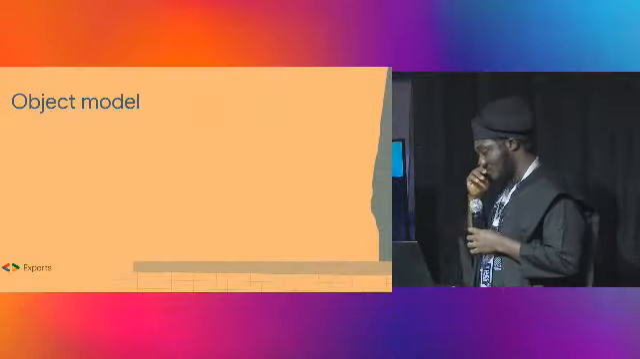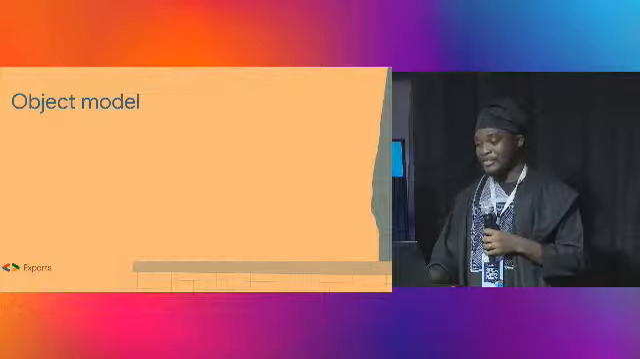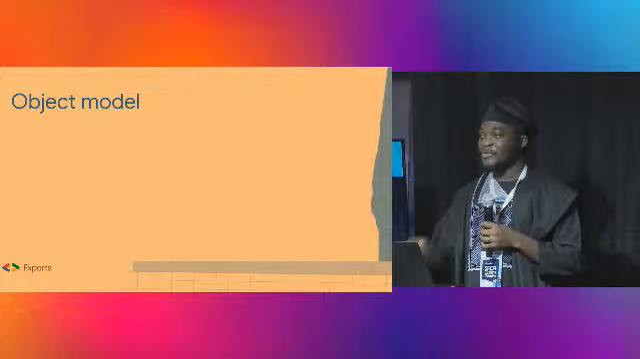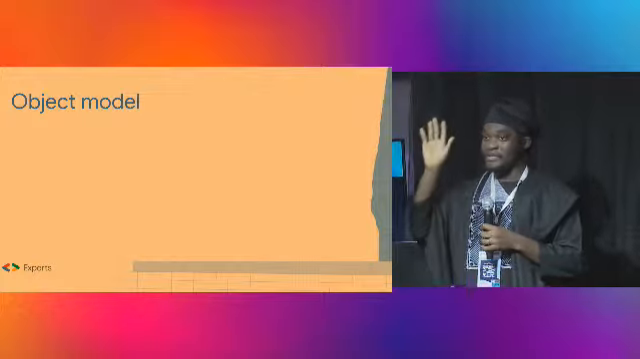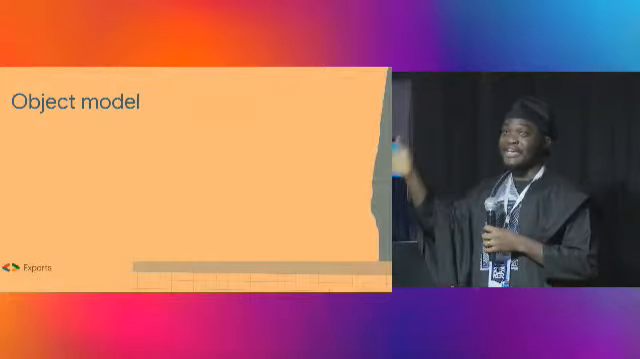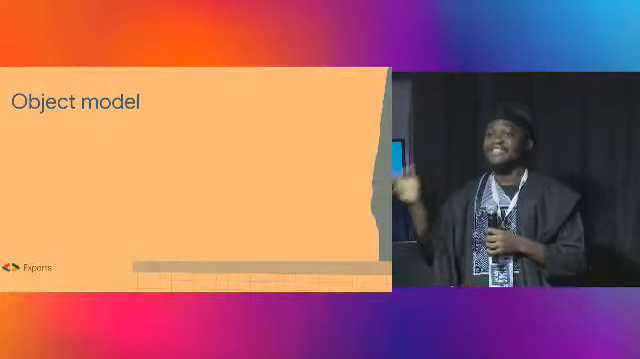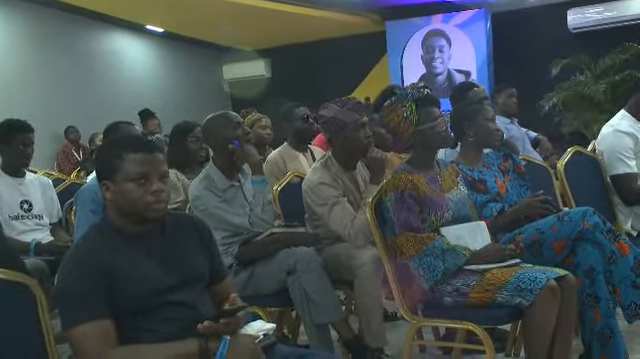So the object model in Dart, I'm guessing everyone here is a Flutter developer. You're a Flutter developer, raise up your hand. So in Flutter, you must have heard this thing, everything is a widget. But when you start writing Flutter, you notice that not everything is actually a widget. The reason is because of Dart. Because in Dart, everything is an object. So Flutter, everything is a widget. Dart, everything is an object.